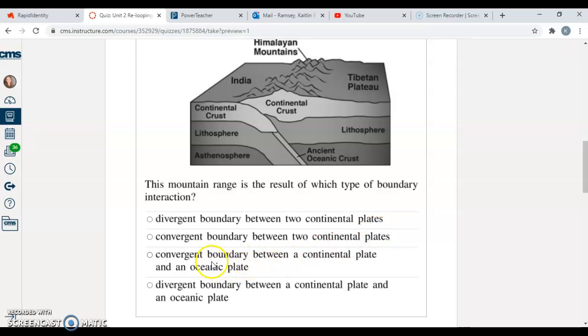So we should have chosen convergent boundary between two continental plates, okay, because this is a continental crust and this is a continental crust. And when two continental plates come together, we get non-volcanic mountain ranges. All right, so I don't have time to review all of that, but back in Unit 2, you guys have that graphic organizer of the different plate boundaries that we did together. That's a really good one to review before your midterm.